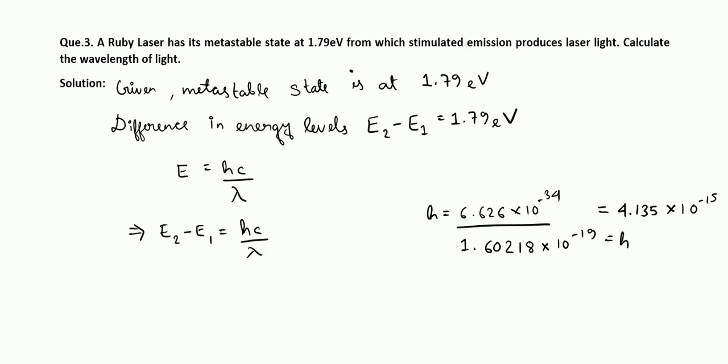So let's just substitute the values. So energy difference is 1.79 electron volt. And we have H equals 4.135 into 10 to the power minus 15. And C is what? C is the speed of light, 3 into 10 to the power 8. And lambda is what we need to calculate. So we will just calculate by rearranging this equation.